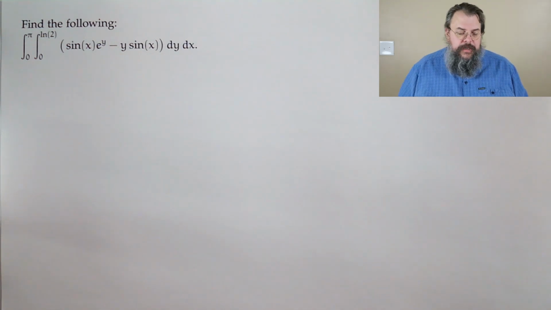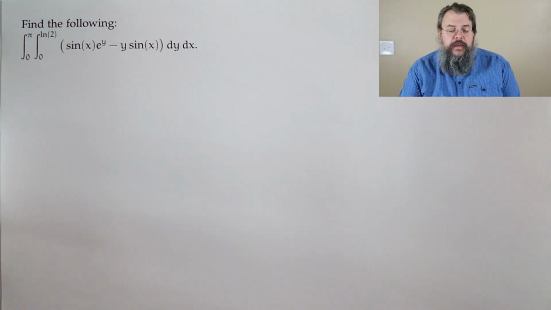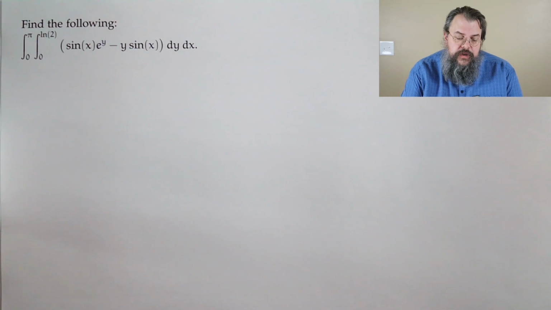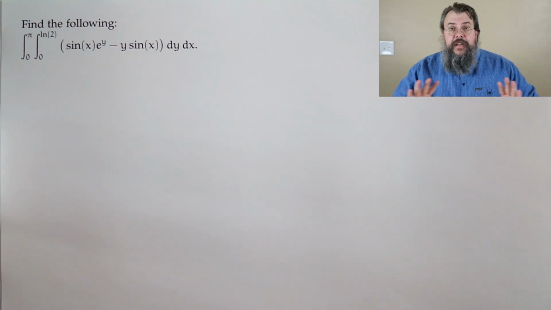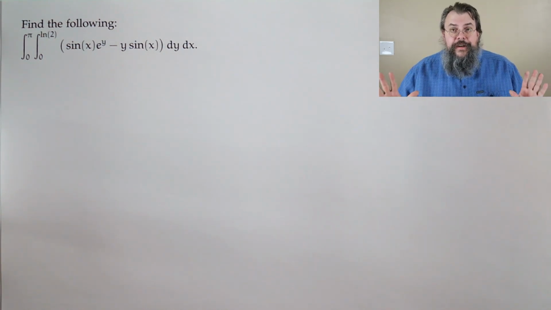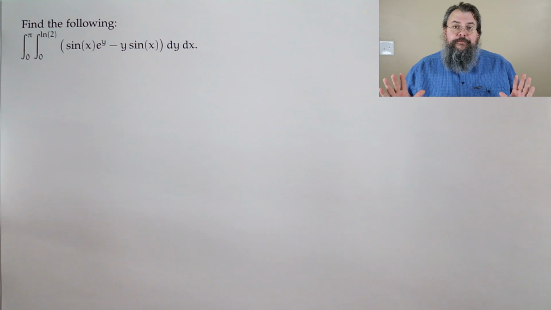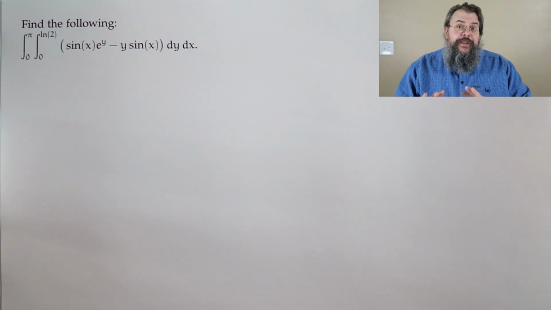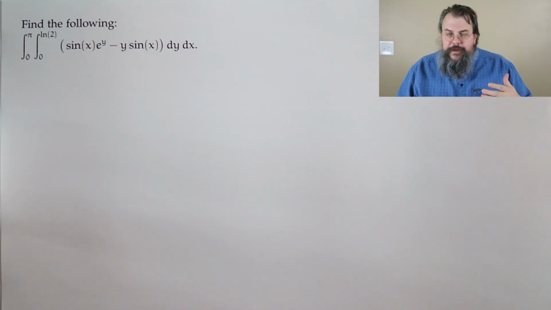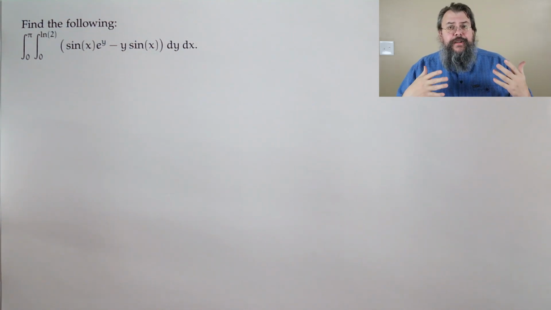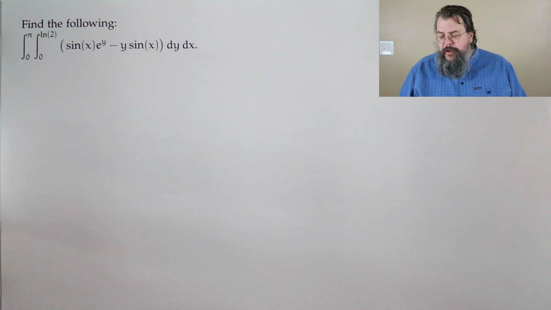Find the following: the integral from 0 to pi, integral 0 to log of 2, of sine of x e to the y, minus y sine of x, dy dx. And I'm just going to tell you at the beginning, there's no secret trick here. That's not what this problem is about. I want to take this time to talk about a certain, I don't want to call it necessarily a technique, but a certain approach you can use to problems of this type.